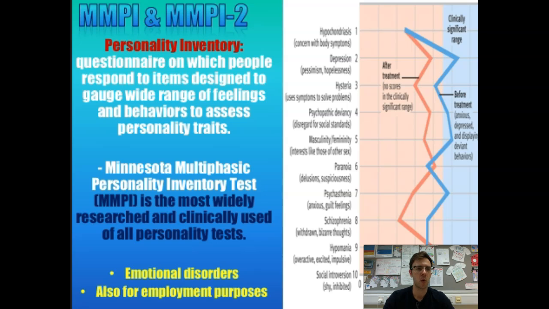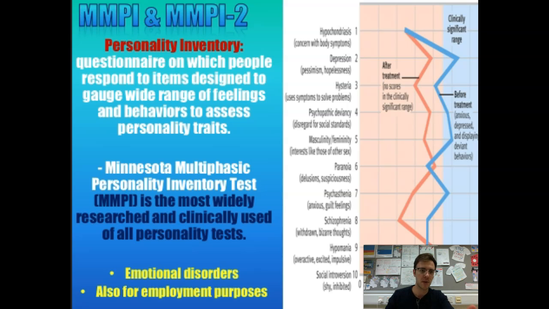Now, another self-report assessment is the MMPI, the MMPI-2, and then you have the most recent version of this test, the MMPI-2-RF, and that one was developed in 2008. The MMPI-2 came out around 1989, and the original MMPI was about 30 years before that. But anyways, these are personal inventories, okay? They're questionnaires on which we respond to different items, and they're designed to give a wide range of where we fall in terms of these personality traits.